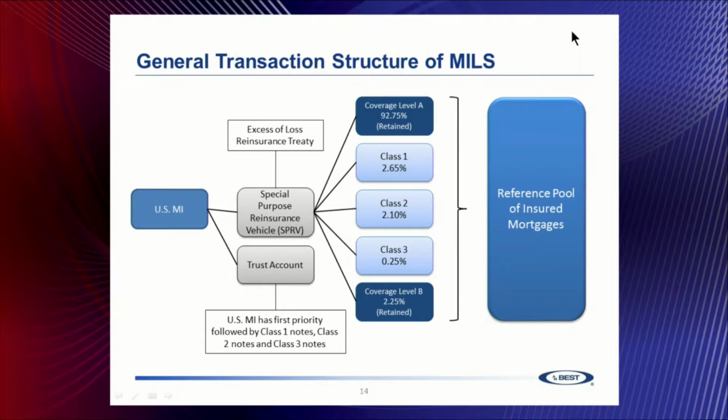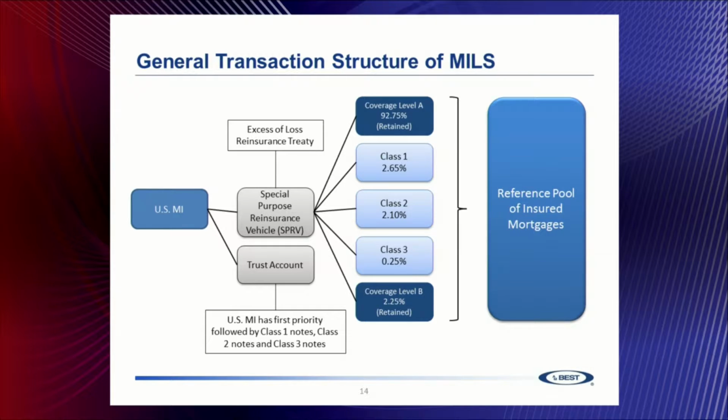The SPRV is capitalized by issuing notes to investors in an amount equal to a portion of risk in force. You can see in the boxes under the Class 1, 2, and 3 notes, the percentage you see there is the percentage of risk in force that dictates the size of the classes. The note proceeds and investment returns are deposited in the reinsurance trust account, and the note holders receive a monthly benchmark interest rate plus some spread. And that spread really is the reinsurance premium paid by the USMI to the SPRV.